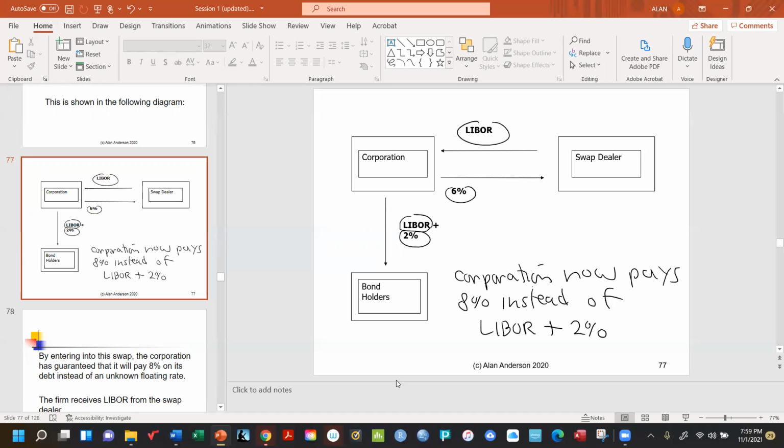And so they've eliminated their exposure to floating rates of interest. No matter where rates go now, the corporation will pay 8%, and that's it. So their risk is gone. That's what this is all about: trading one exposure for another. Okay, and they're happy. Now, if LIBOR drops, well, then they may say, maybe this wasn't such a good idea, but for sure, they have reduced or eliminated their interest rate risk.